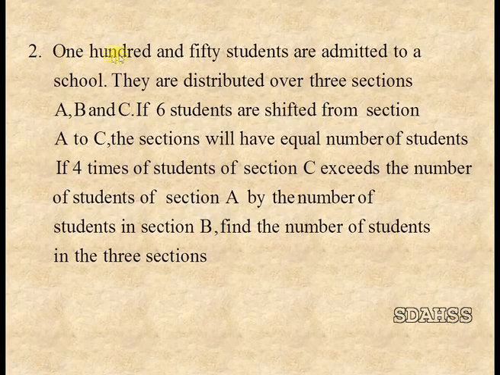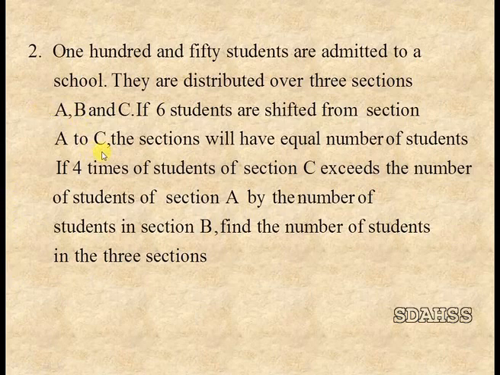Second sum. 150 students are admitted in a school. They are distributed over 3 sections A, B and C. If 6 students are shifted from section A to C, the sections will have an equal number of students. If 4 times the number of students of section C exceeds the number of students of section A by the number of students in section B, find the number of students in the 3 sections.